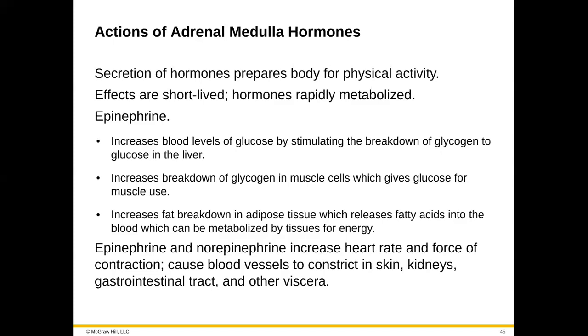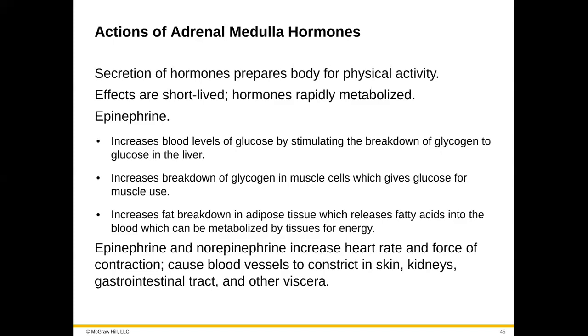We're going to break that glycogen down again into glucose. And then also we're going to break down fats. So if we break down the adipose tissue that we have, this will release fatty acids into the blood, and we can then metabolize those for energy as well.